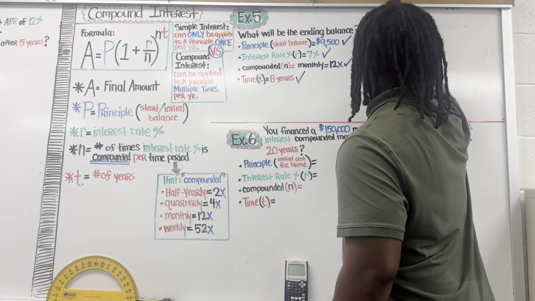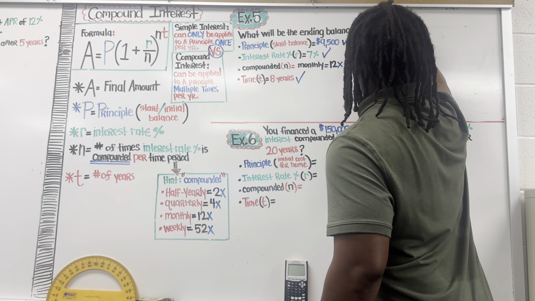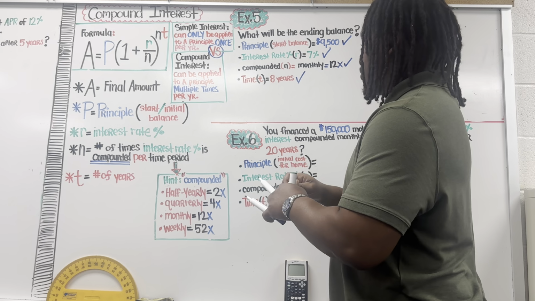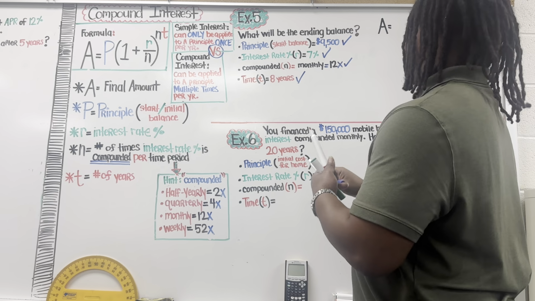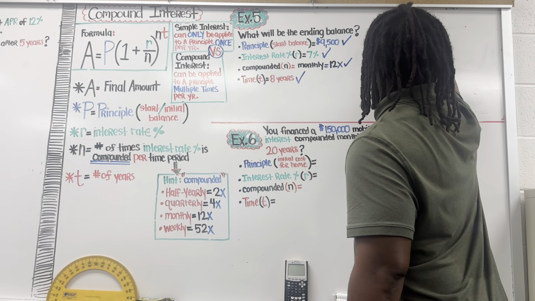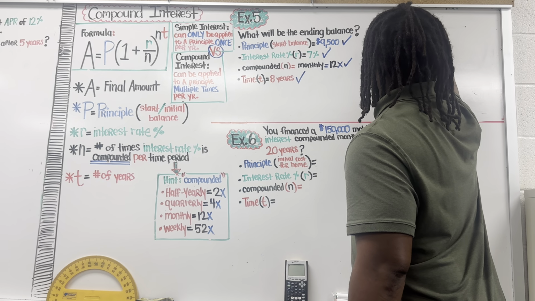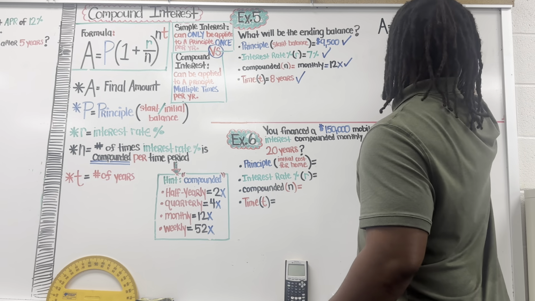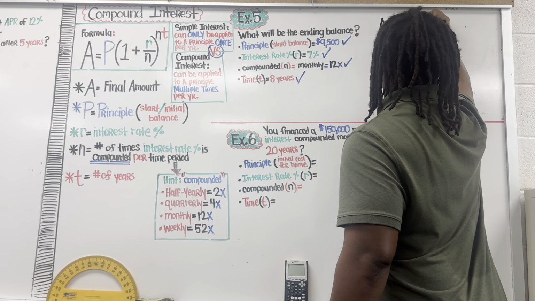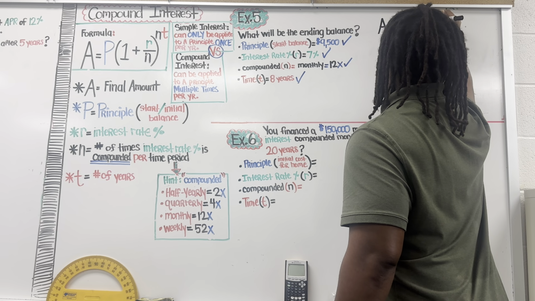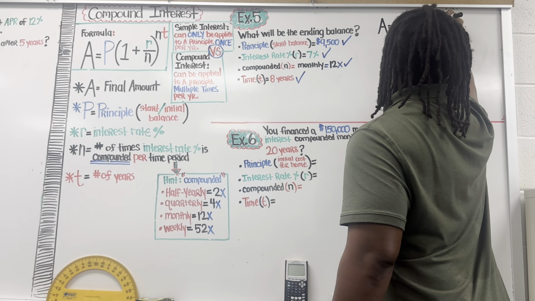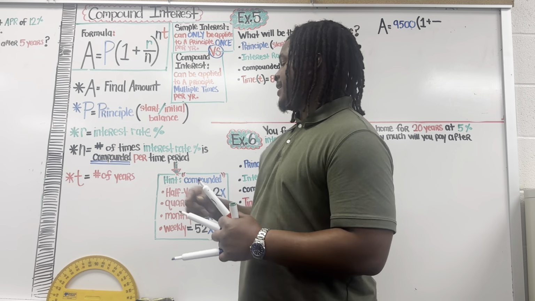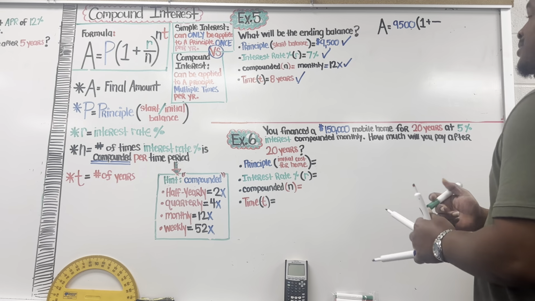All right, so I have A, which is the final amount, equals P, which is the principal or the start amount, which was $9,500. So I'm going to have $9,500, times parentheses 1 plus. Now I'm at this part. The interest rate in this particular case is 7%.